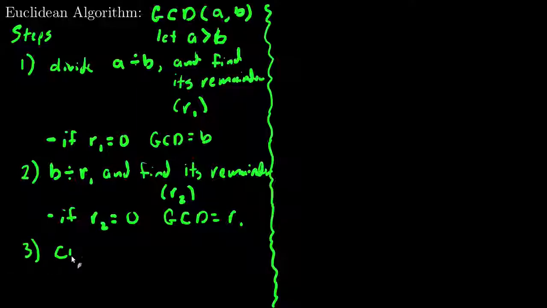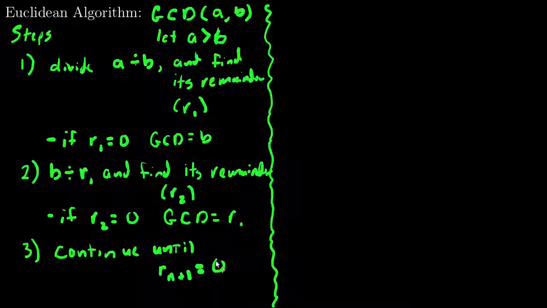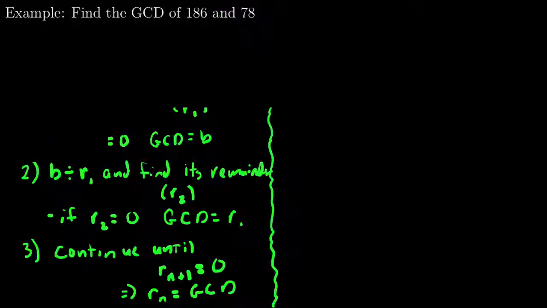And I just continue until the (n+1)th remainder equals 0, and that's going to tell me that the nth remainder is the greatest common divisor. So just divide, find the remainder. Divide those, find the remainder. Divide those, find the remainder until I get to 0, and the previous one is my greatest common divisor.